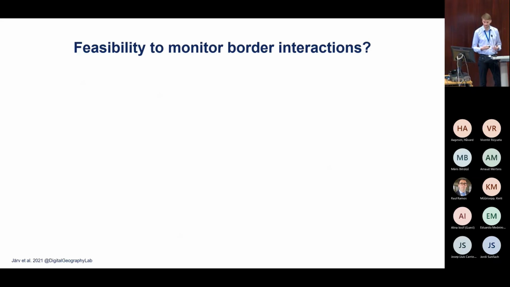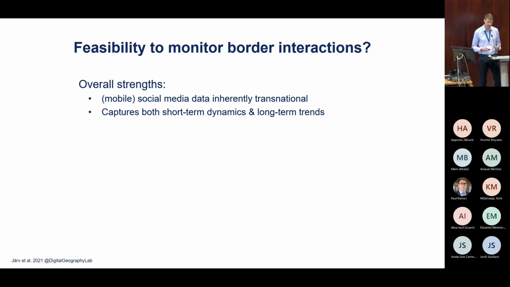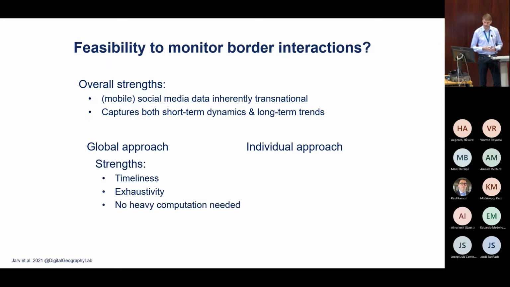the feasibility of monitoring these kinds of border interactions. So we can at least say, as a preliminary understanding, that this type of data has its strengths. It's inherently transnational, so we are able to quite easily capture cross-border interactions or mobilities in our case. And we can also capture, let's say, short-term rhythms and long-term trends, as I showed in 2 different case studies here. And thinking about these different approaches, the strength of this global approach is its timeliness.